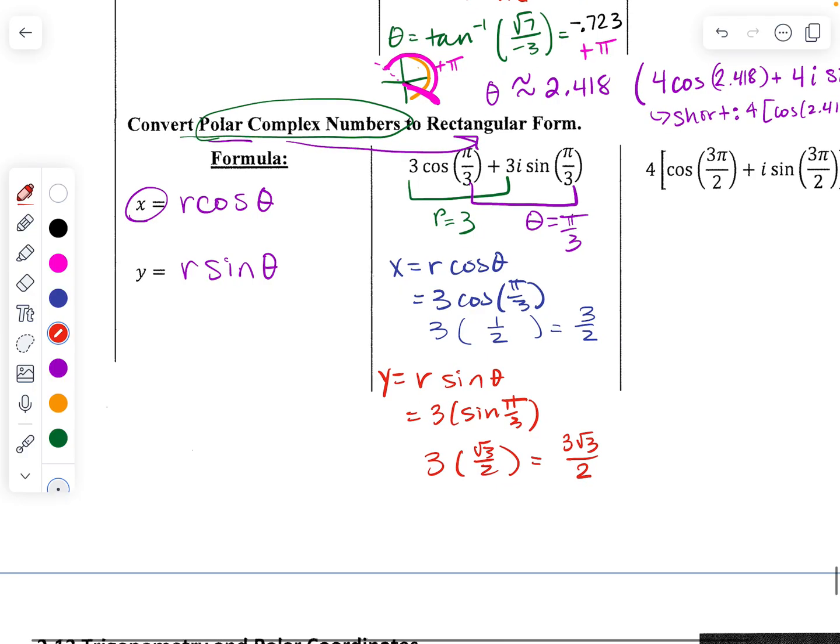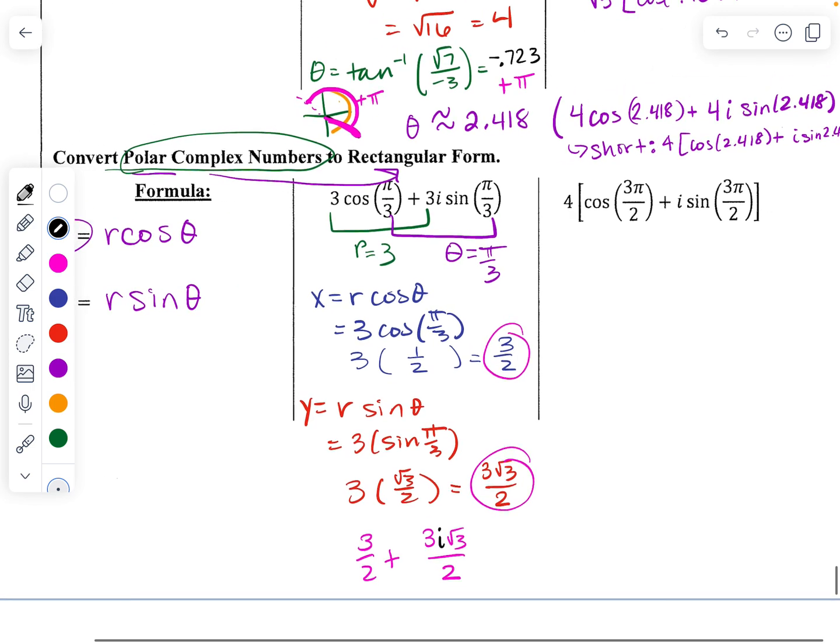So to write this in imaginary form, remember that if this is our x, that's our real component, and if this is our y, this is our imaginary component. So the imaginary component goes after our real coefficient. All right, and let's look at this one.